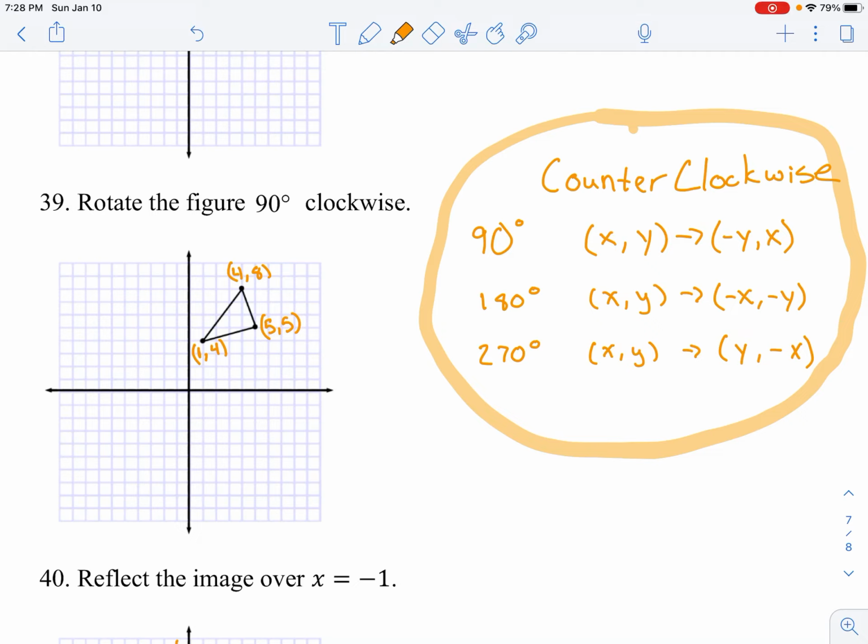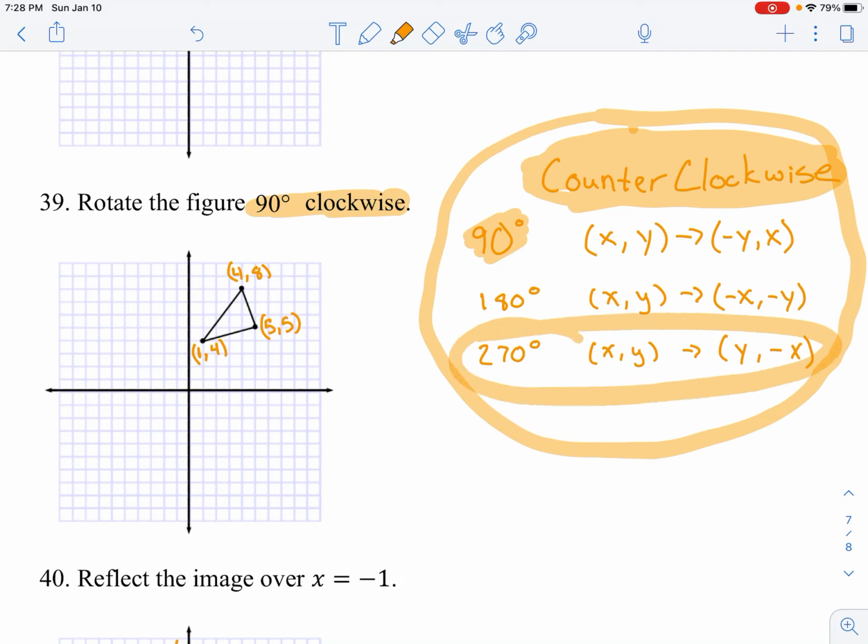And I have to look at what it's asking for. It wants it 90 degrees clockwise. We don't have clockwise. We only have counterclockwise. What does that mean? That means we have to use a different one. We're not going to use this 90 degrees because that's counterclockwise. 90 degrees clockwise means I got to have it end up in this quadrant right there. Well, that's really 270 degrees counterclockwise. So we're going to end up using that one.